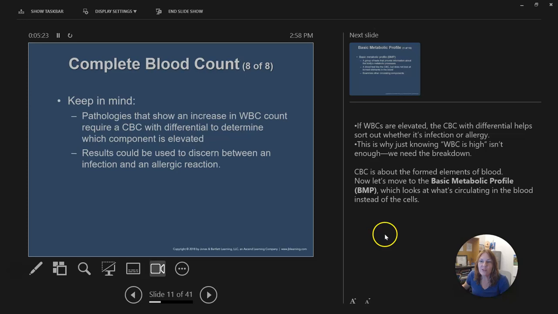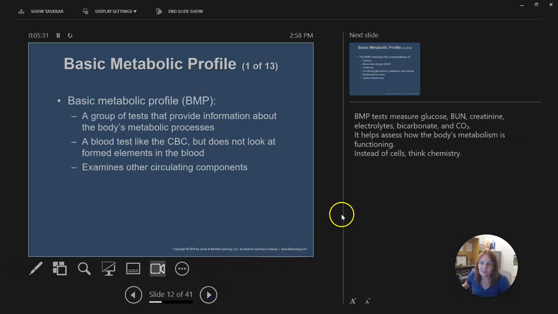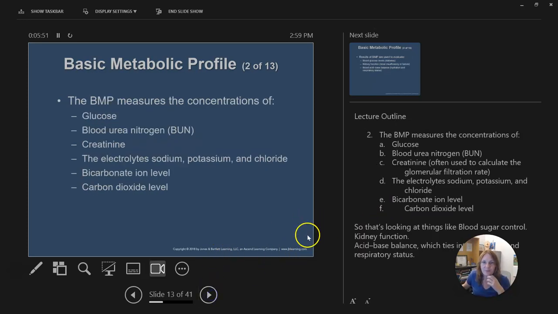Now let's move on to the basic metabolic profile, better known as our BMP, and that looks at what's circulating in the blood instead of our cells. Our BMP test measures the glucose, our BUN, creatinine, electrolytes, bicarbonate, as well as our CO2. It helps assess how our metabolism is actually functioning. So instead of cells, we're thinking more chemistry with this one.